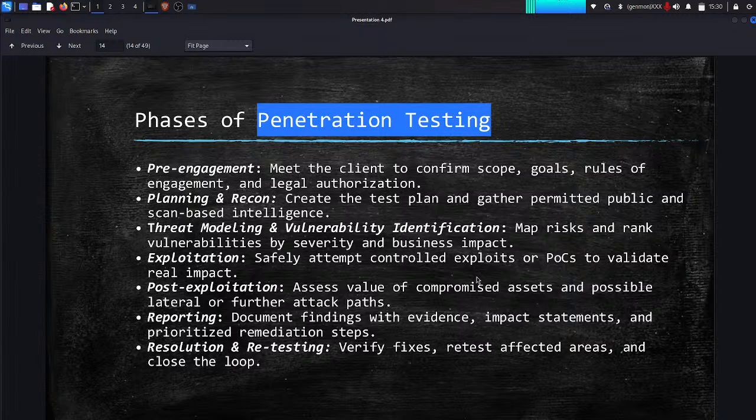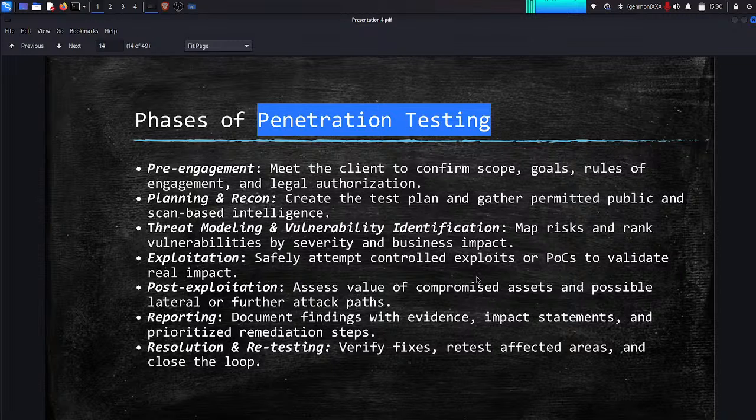When we perform penetration testing, we are in a secured, safe environment, so we do everything in a controlled way. We have controlled exploits, and our attack is controlled, so that if somehow the attack gets misconfigured, we can control it. After the exploitation, there is post exploitation, which assesses the value of compromised assets and possible lateral or further attack pathways.